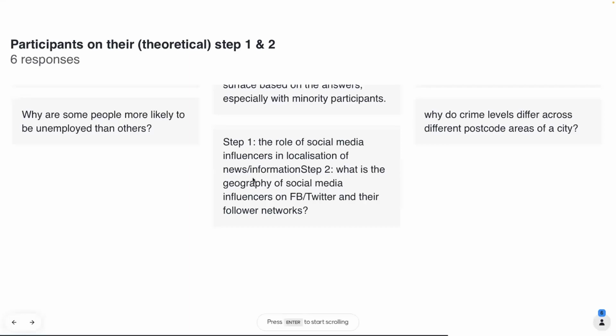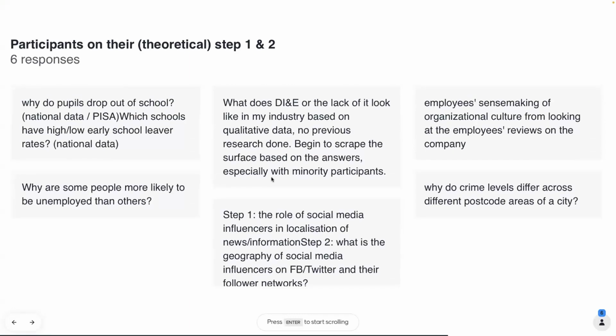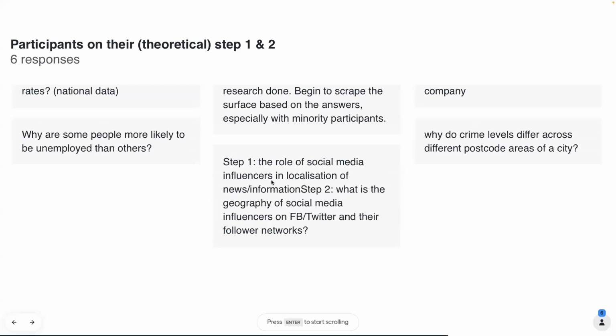That could be one way of getting computational with it, and trying to scrape those social media networks as well. I will say from experience, it's now become a little bit difficult trying to get access to X's API, but I think you are still allowed to scrape a certain amount of tweets every so often. But yeah, that's something to look into. Okay, nice. So we've got some really interesting responses here.